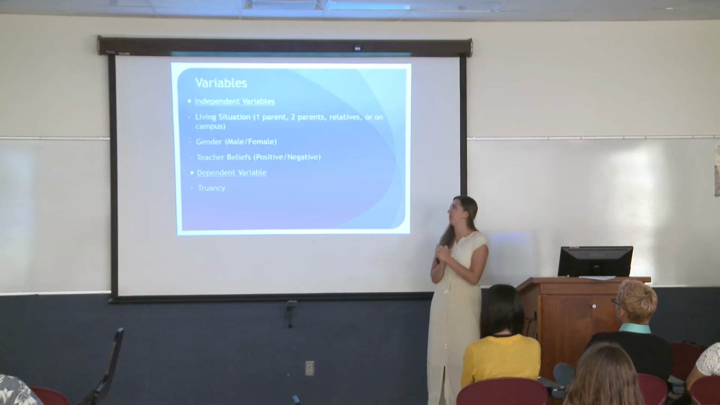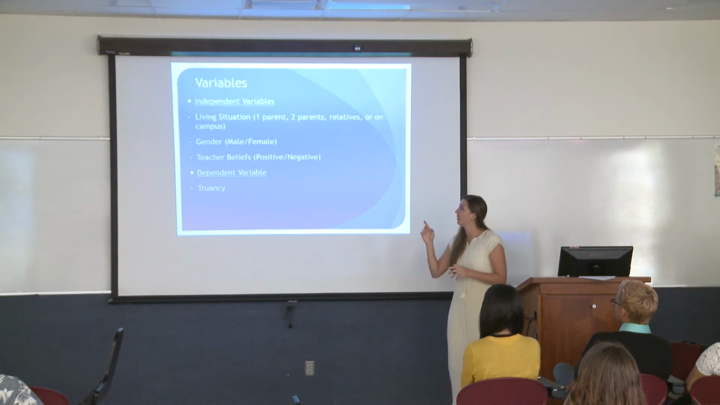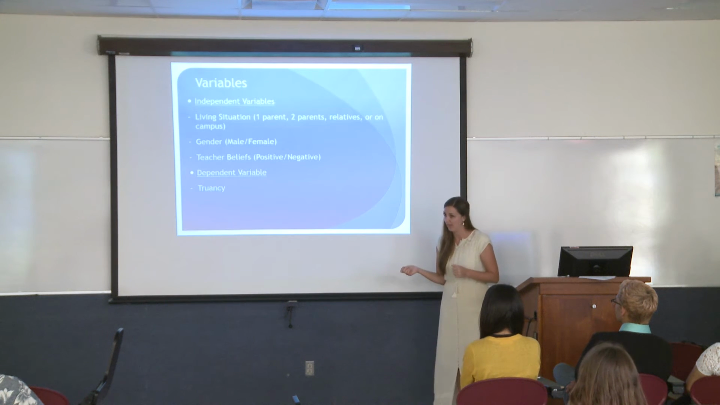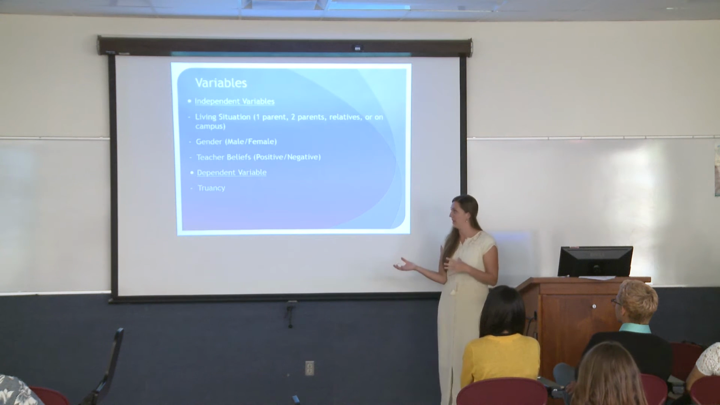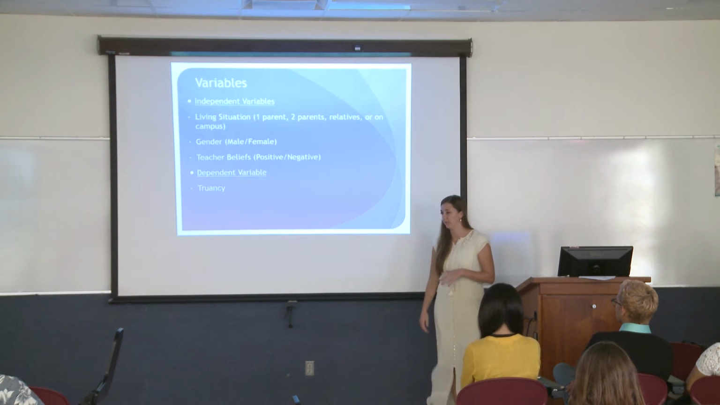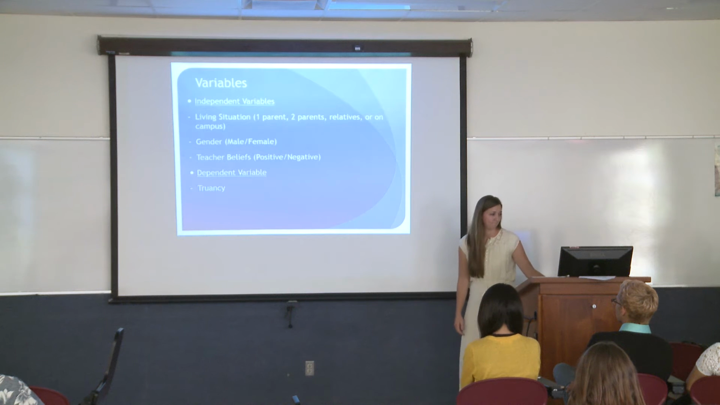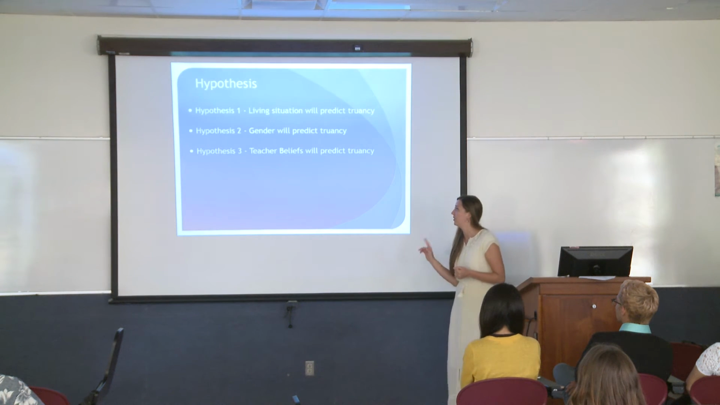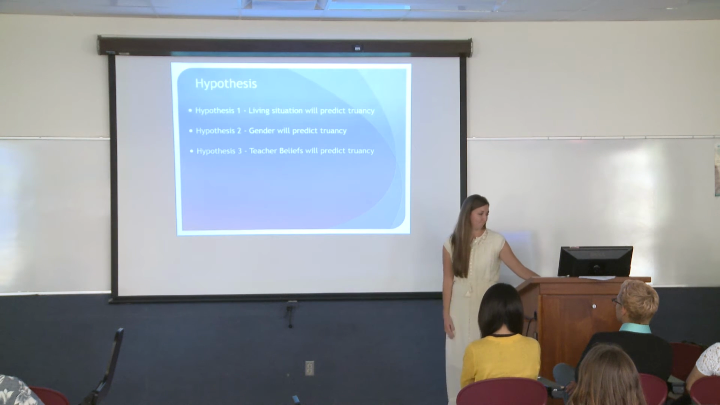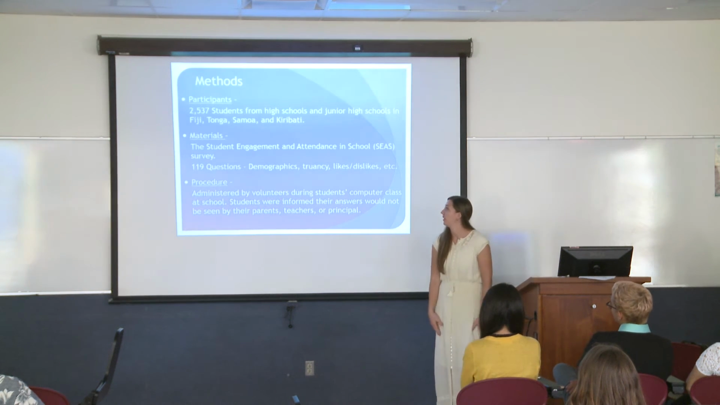The independent variables for this study are living situation, again that's one parent, two parents, relatives, or on campus, gender, male or female, and teacher beliefs, whether they're positive or negative. And the dependent variable is truancy, or how often they skip class. My three hypotheses were that living situation, gender, and teacher beliefs would predict truancy.